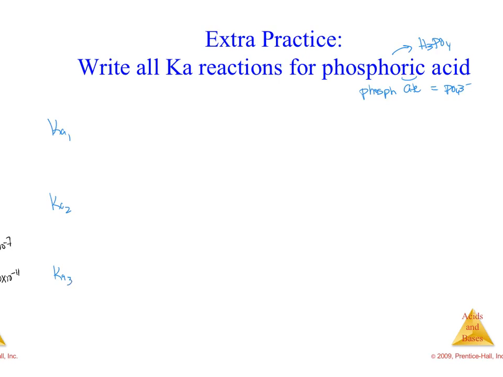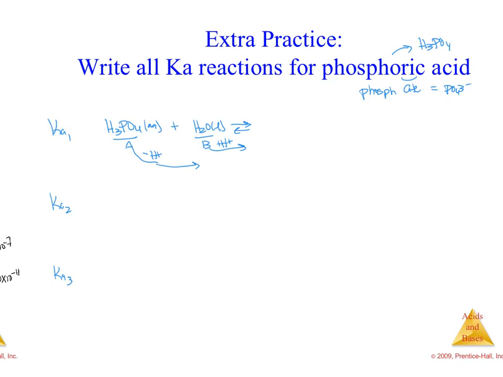And remember, for Ka1, we start with H3PO4 aqueous plus H2O liquid in equilibrium with, and you write your acid reactions. So this is your acid, this is your base. Remember, the acid is going to lose a proton, and your base is going to gain the proton. So go ahead, pause the video, write out the 3 Ka reactions, then once you're finished, hit play again, and we will go over these together.